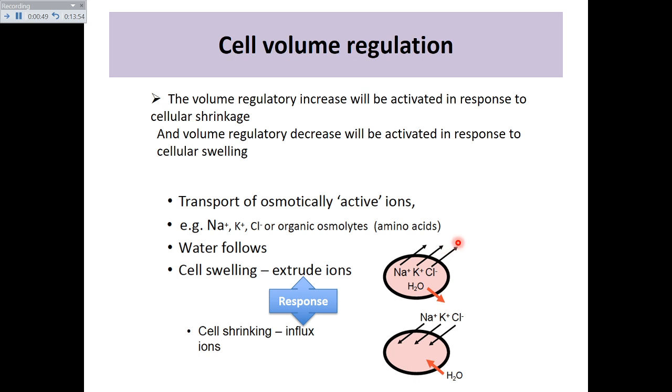When the NaKCl goes out, the water goes out, and this will cause decreased swelling. And in cellular shrinkage, what will happen in response to this? In order to overcome shrinkage, there will be influx of ions or solutes into the cell, and water follows and resists the further shrinkage and returns the cell volume towards normal.